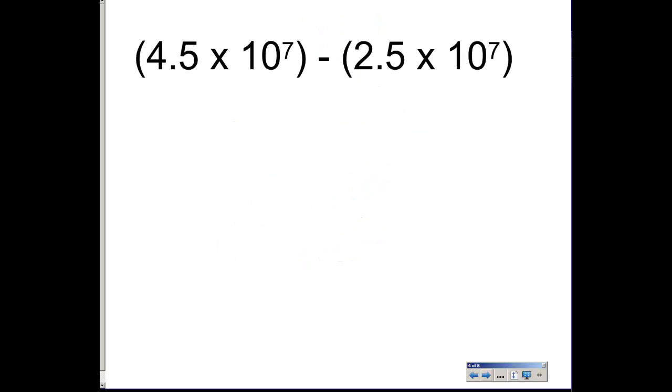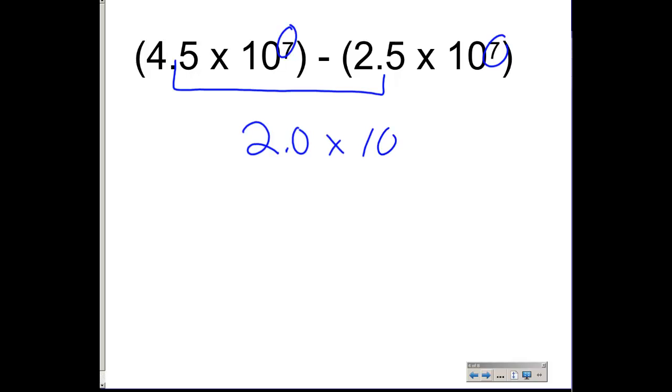We have 4.5 times 10 to the 7th minus 2.5 times 10 to the 7th. Well, they have the same exponent. So we're okay with this. We can just go ahead and do 4.5 minus 2.5, and we'll see we end up getting 2, or 2.0 if you want to call it that, times 10 to the 7th power. We notice how we keep the same exponent. That's a lot like working with fractions and common denominators. You keep the same common denominator. So no problem there as long as the exponents are the same.